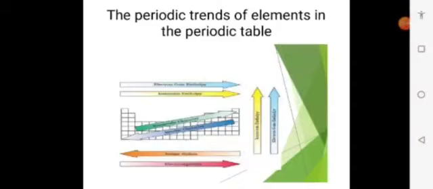Second, we can see easily by this graph. This is also the NCERT graph. In the periodic trend of elements, when we move left to right, electron gain enthalpy increases, ionization enthalpy increases. And in the bottom side, we can say that when we move left to right, the atomic radius decreases and electronegativity increases. Thank you.